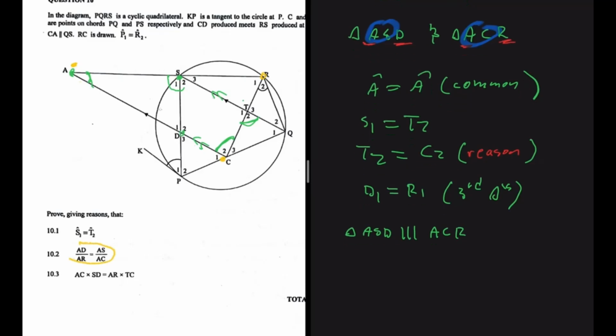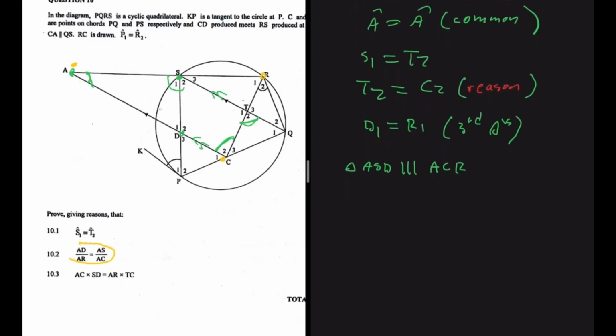We can only have those lines if we've proved that those two triangles are similar to each other. So what are we saying now? We're saying that AD divided by AR can be equal to AS divided by AC if and only if triangle ASD is similar to triangle ACR, and that's how we do 10.2.